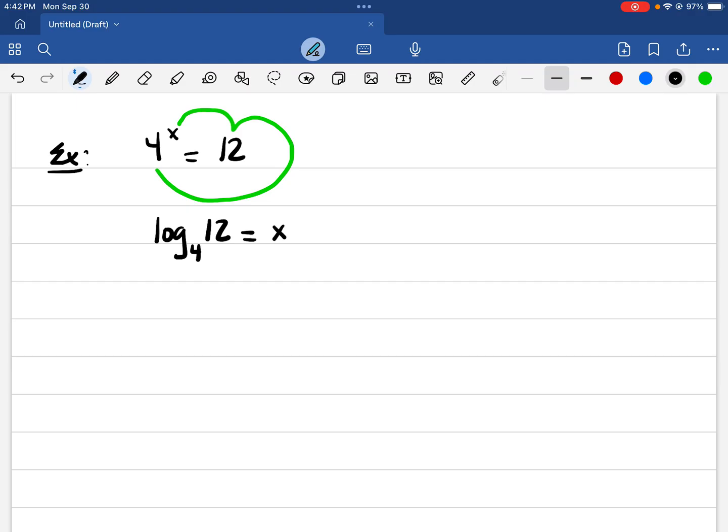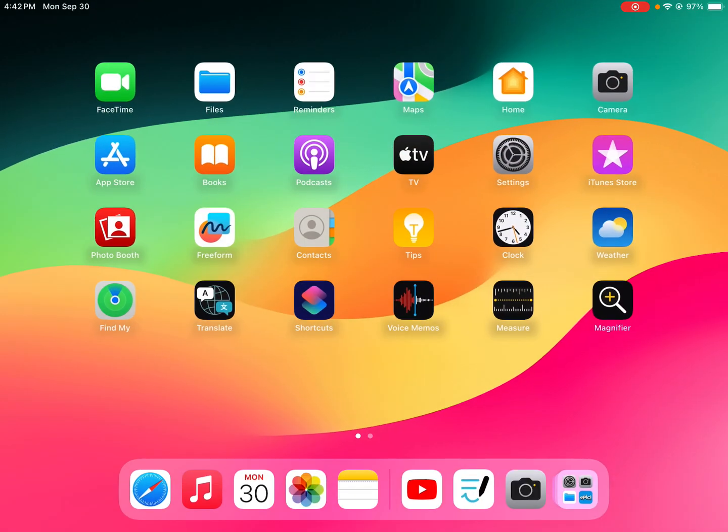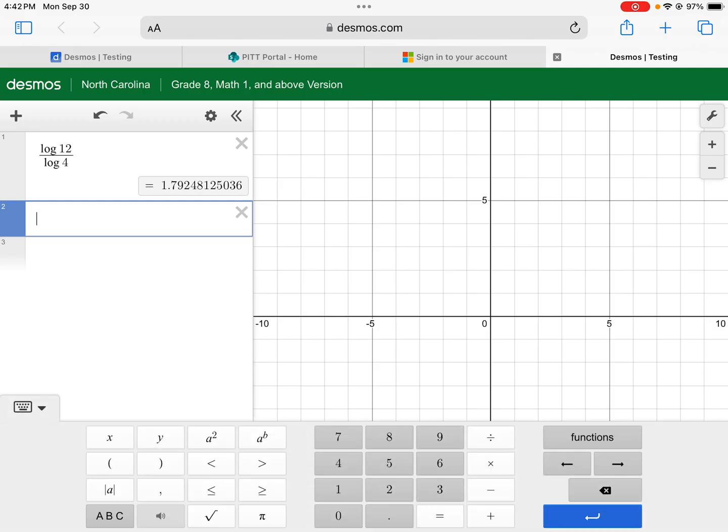So then I could go back into Desmos and I could type in exactly what you see there, log base 4 of 12, and we should get the same answer. So 2 different ways to go about doing this. All right, let's see what we get when we type this in.